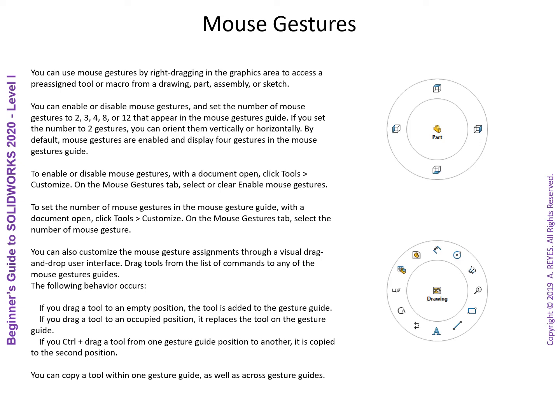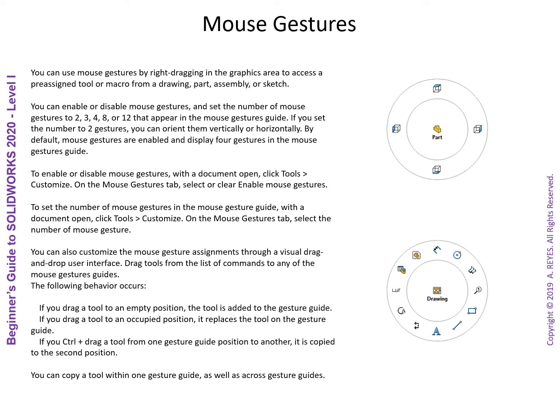Mouse gestures. You can use mouse gestures by right dragging in the graphics area to access a pre-assigned tool or macro from the drawing, part, assembly, or sketch. So you can see the little wheel there. When you right click and drag, you'll get that to come up. What that's showing you is top view, side view, bottom view, and left view.